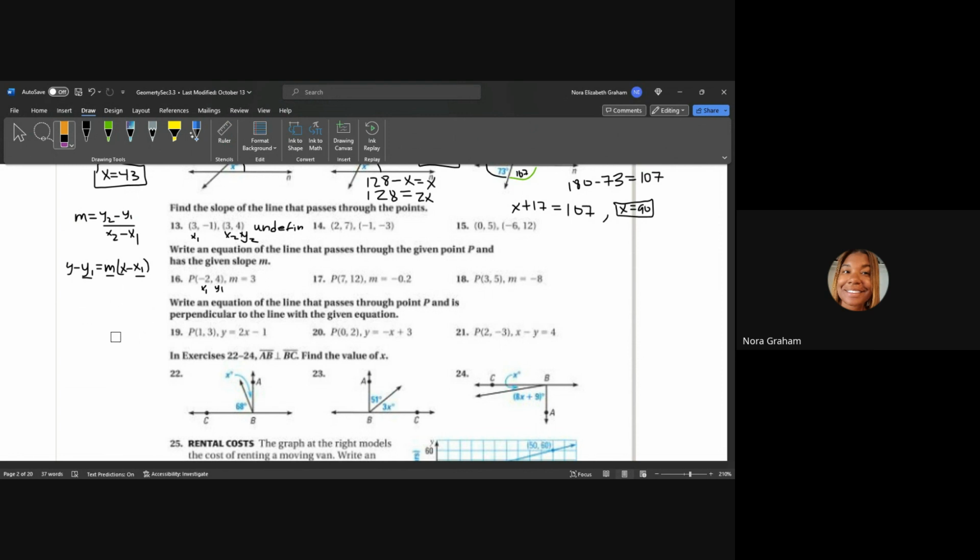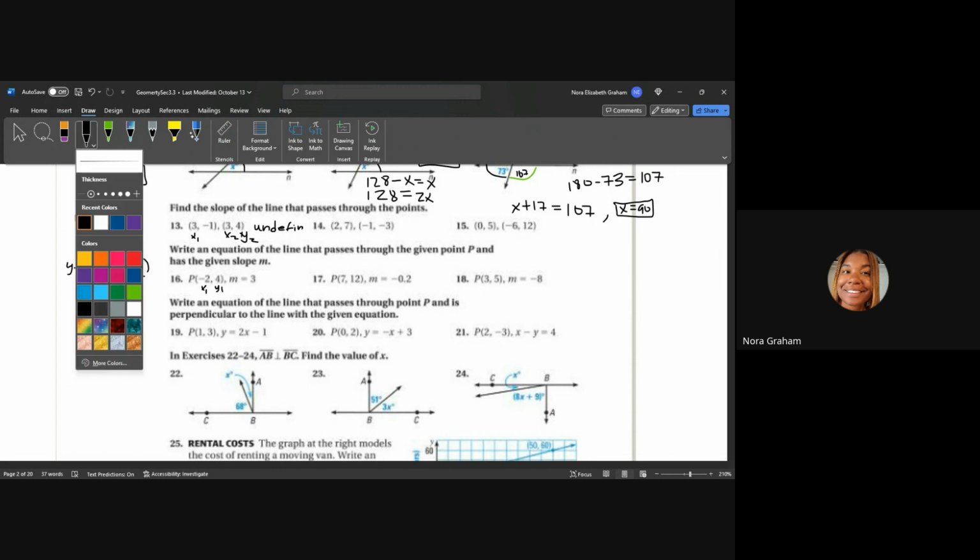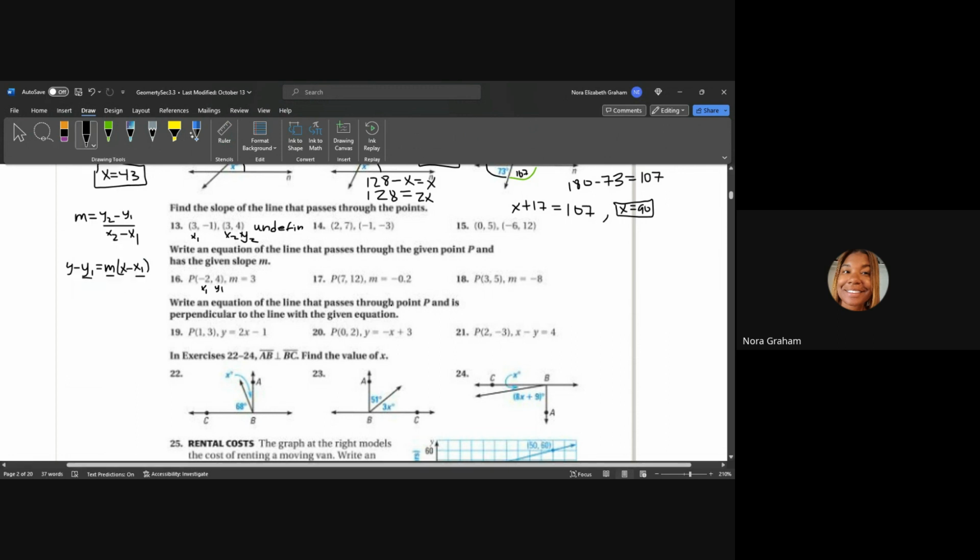Okay. For 17, I have the point (7, 12), and my slope is going to be negative 0.2. So again, let's go ahead and plug in where we need to. My y sub 1 is going to be 12. My slope is going to be negative 0.2.